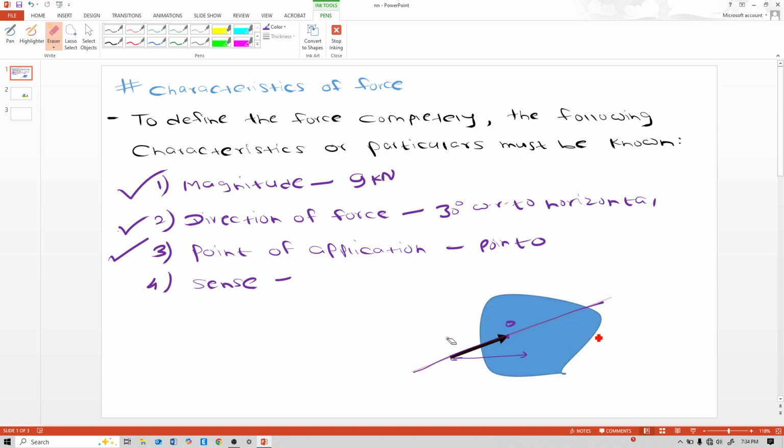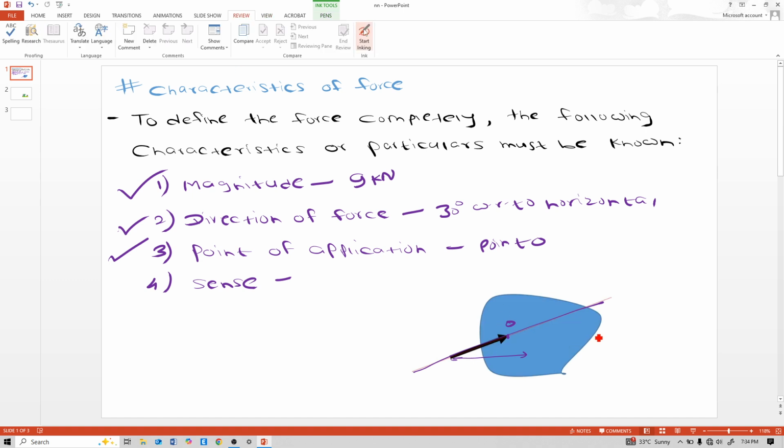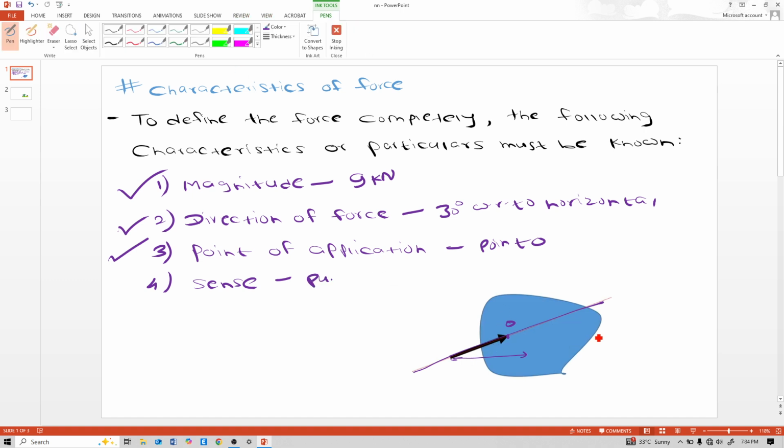Understand the sense definition. The sense of the force gives its nature, that means whether the force is acting towards the point of application, push, or away from the point of application, pull. It is indicated by an arrowhead. In this case, the force arrow is acting towards the random body, that means it is a push type of force. So the sense of this force is push.